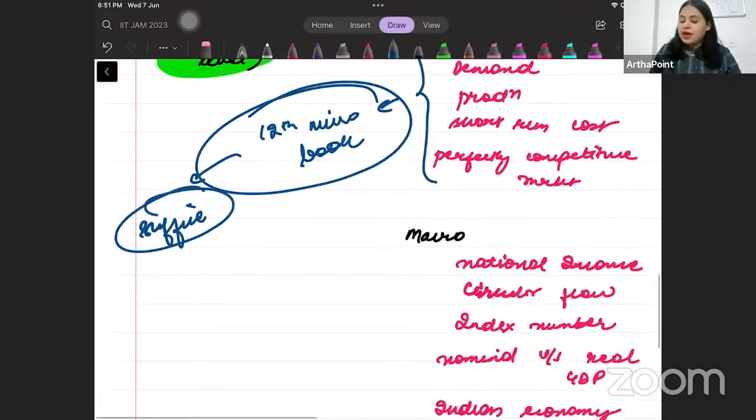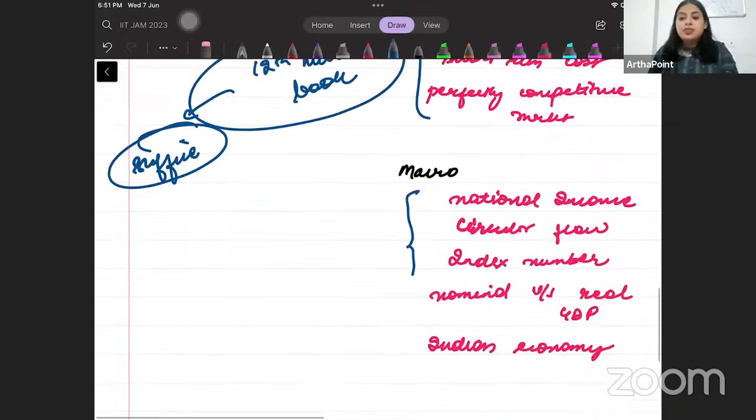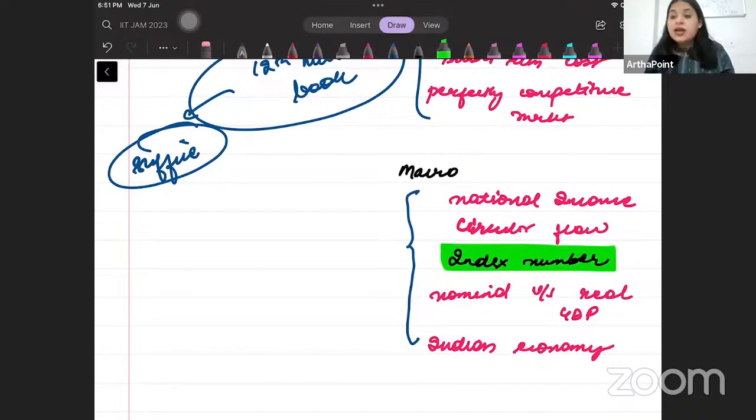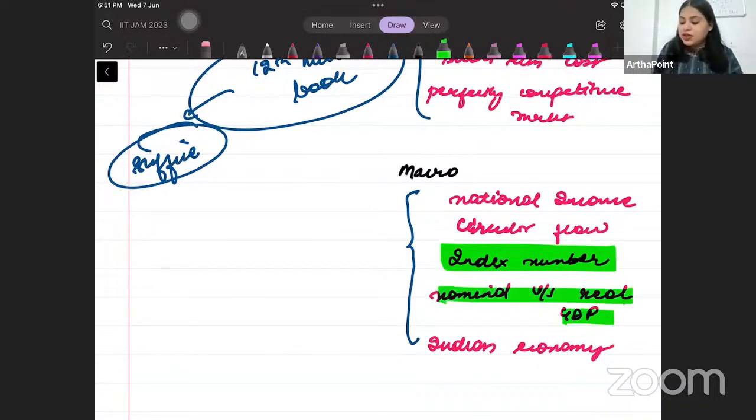And the same goes for macro. The syllabus is pretty simple. I want you to focus on index numbers. Index numbers can come in the exam. You have a question even in the sample paper. And other than that, nominal versus real GDP. There was a question on GDP deflator in the sample paper.